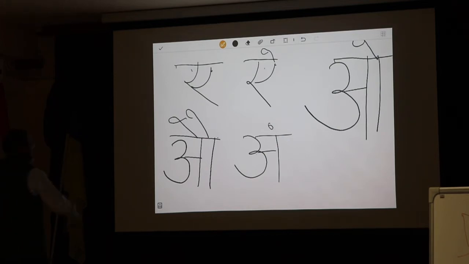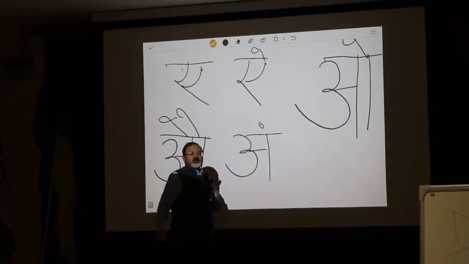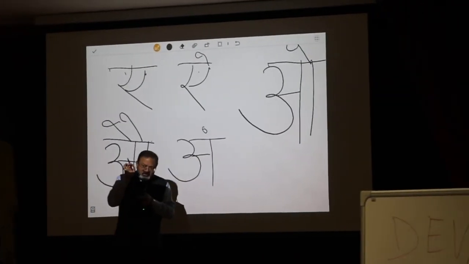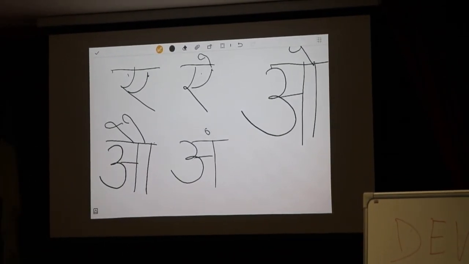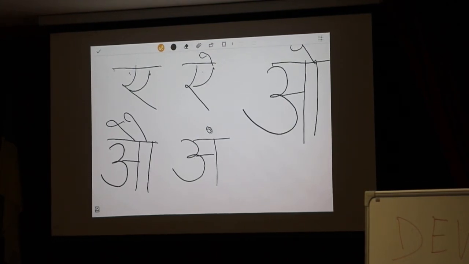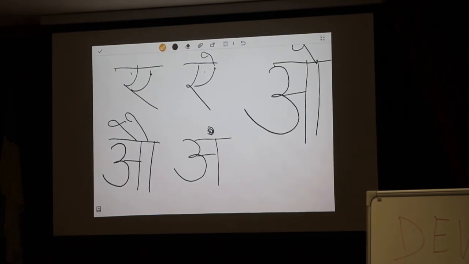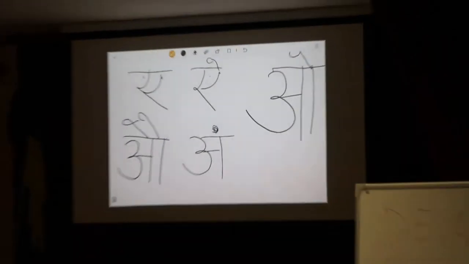This dot represents that nasal sound. Эта точка обозначает носовой звук. I mean, it's not 6. The way it is written, it looks as if like 6. It is just a dot. That dot represents the nasal sound. So the sound is a with a dot.